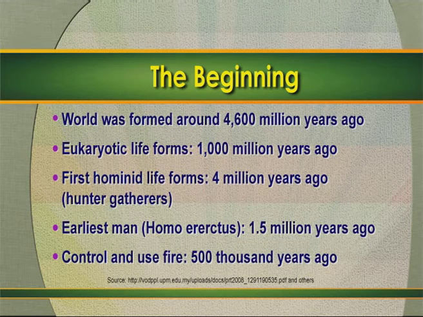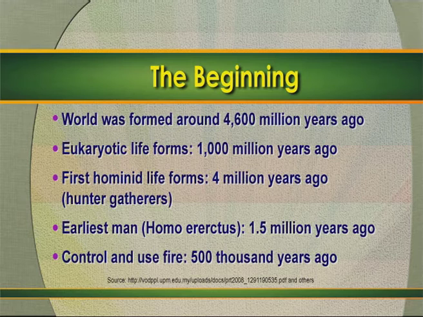The first hominid life forms started about 4 million years ago. Hominid life forms means organisms having hands, mouth and legs, like gorillas and chimpanzees. They lived basically on hunting and gathering of food. The earliest man, Homo erectus, appeared 1.5 million years ago. They were distinguished from other animals by their intelligence and their skills in using tools for hunting and gathering food.